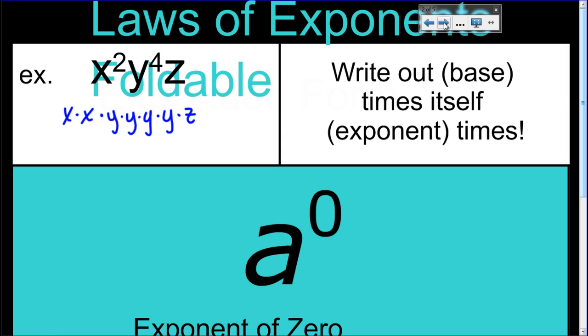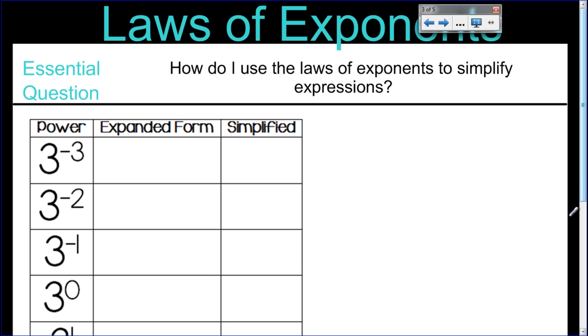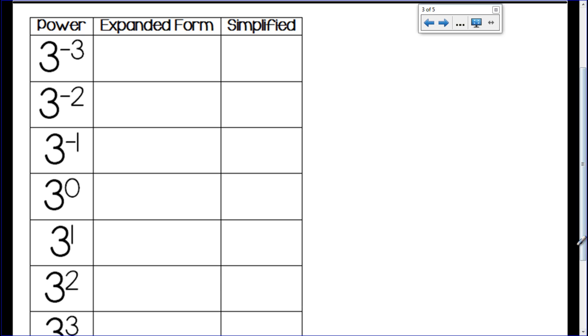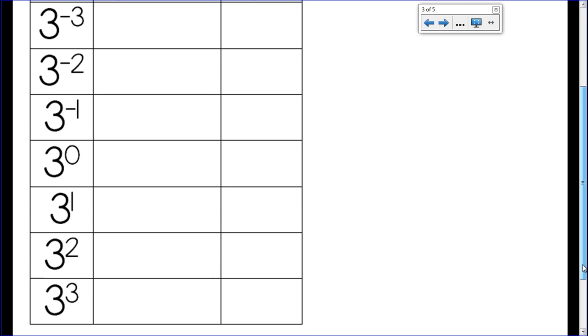So we're going to come back to these other two in just a second. We're going to talk about using expanded form and then simplified form and how it works, because we need to talk about negative exponents, which we haven't really discussed yet, but we will.